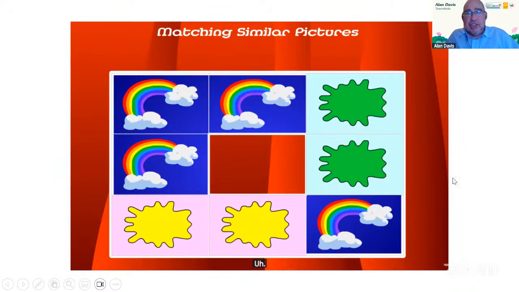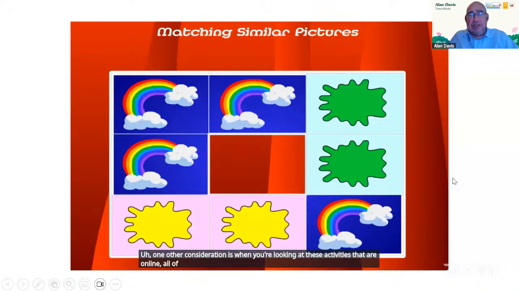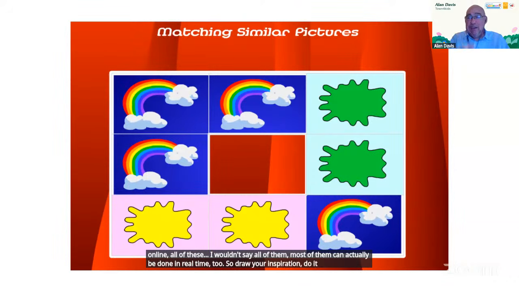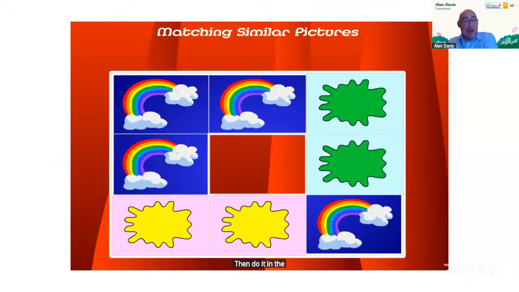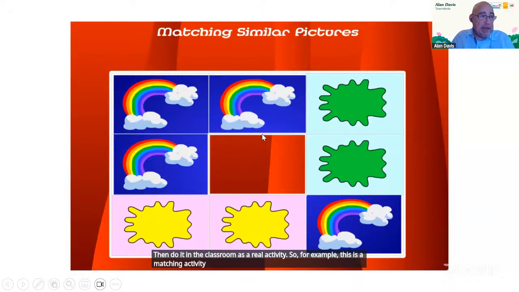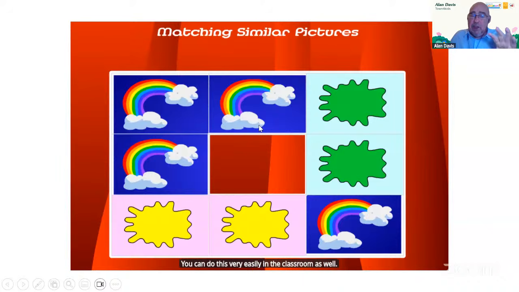One other consideration is when you're looking at these activities that are online, I wouldn't say all of them, but most of them can actually be done in real time too. So draw your inspiration, do it online, then do it in the classroom as a real activity. For example, this is a matching activity in the digital program. You can do this very easily in the classroom as well. It doesn't matter which one you do first, the digital or this one, but it can all be carried on offline as well.